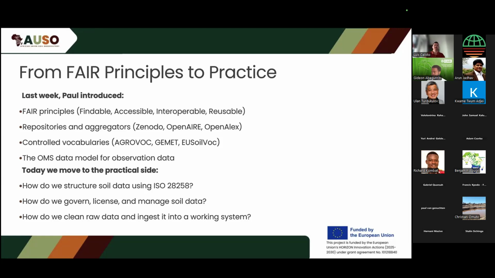How can we structure soil data using a soil data standard? In this particular case, at ISRIC we use the ISO 28258. Other standards are, for example, INSPIRE and others, but at ISRIC we deal with the ISO 28258. We will also cover how we govern, license and manage soil data, and how we can clean raw data and ingest it into a database, and then from a database, what we can do after that. So basically, it will be a more practical approach.